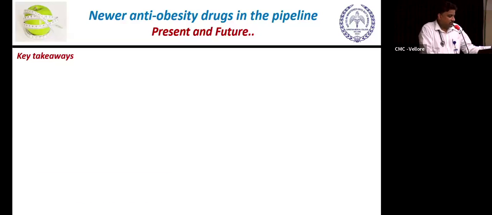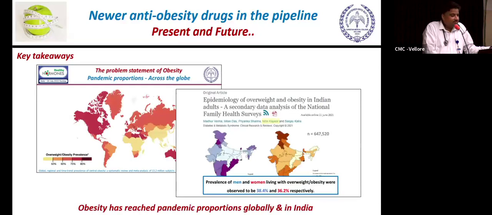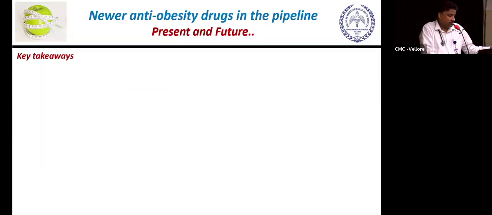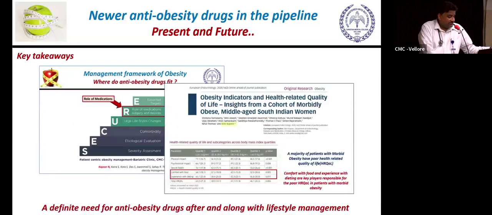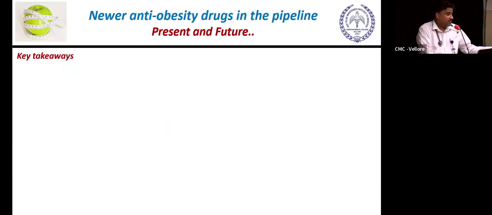So I think that's pretty much what I wanted to share in terms of the newer updates in obesity. What I spoke about is that yes, obesity is a big problem. It's a growing problem. All of us have to be aware as to how to manage it because patients do come nowadays just for obesity management, and you in your practice would see a large number of patients just coming for obesity management. This is a growing problem. Definitely there is a need for anti-obesity drugs after, not only after, but also along with lifestyle management. Lifestyle remains throughout the obesity management course.